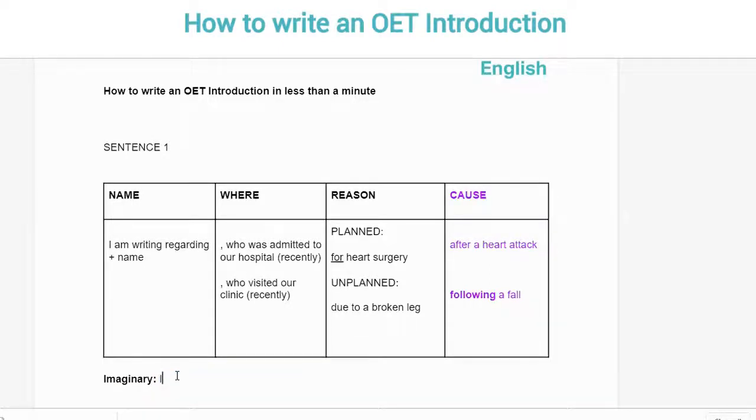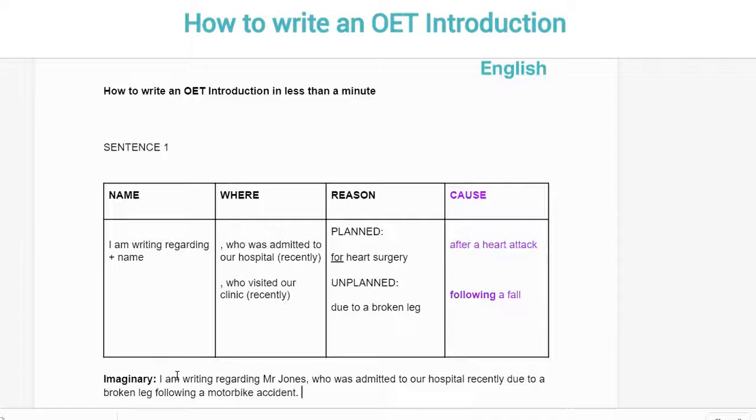Yes, sir. I'm writing regarding Mr. Jones, who was admitted to our hospital recently due to a broken leg, following a motorbike accident. Excellent. Fantastic. And Dachayani, can I have one from you, please?